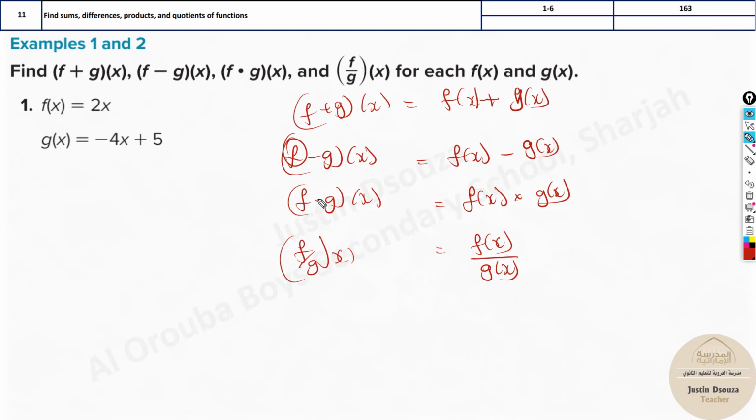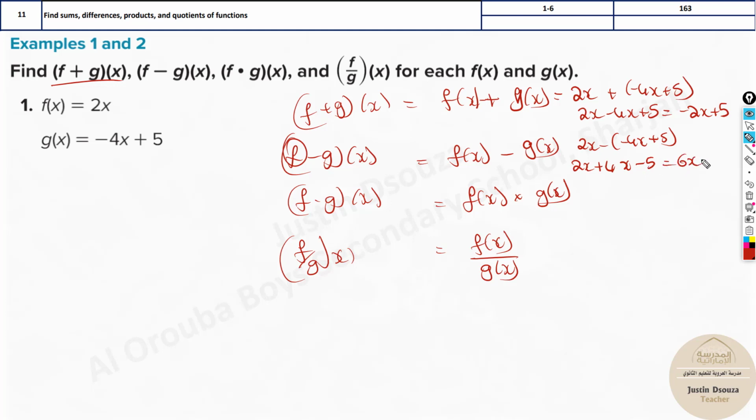Now, with this knowledge, we will start solving the first one. Here, it would be 2x, f of x, plus minus 4x plus 5. That would be 2x minus 4x plus 5, or it will be minus 2x plus 5. That's it. Same thing can be done for minus. It will be 2x minus minus 4x plus 5. Just this plus becomes minus. That will be 2x plus 4x. Why? Minus times minus is plus, and minus 5. That is 6x minus 5.